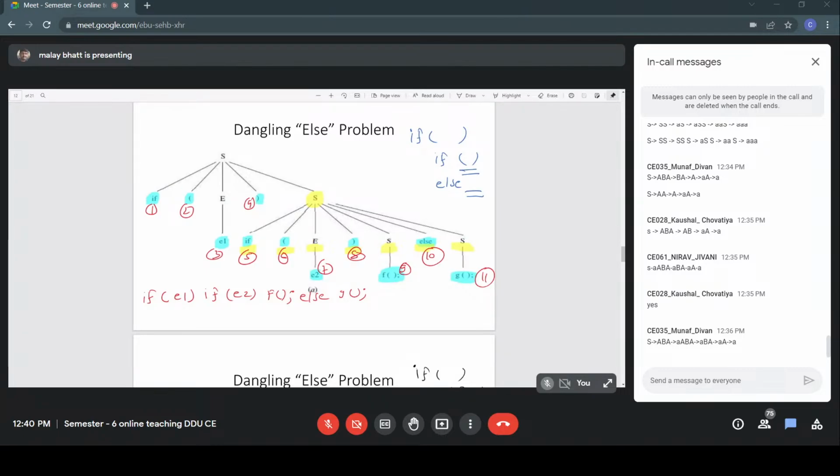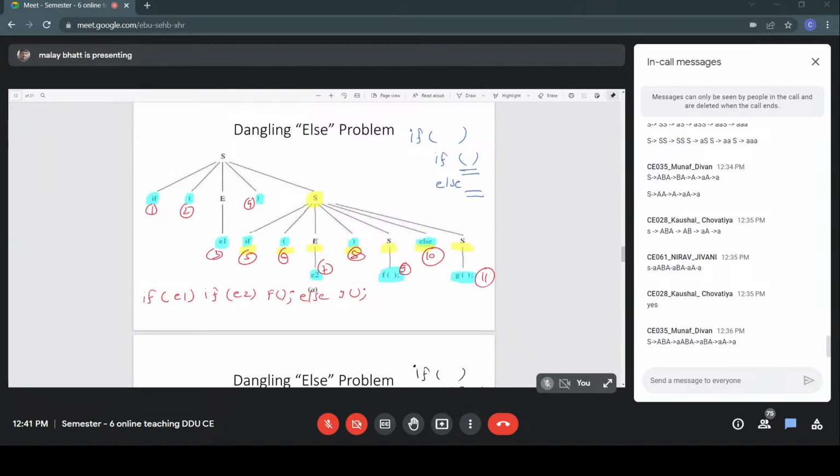So now, if you write down all this, then you will get this statement. If (E1), because we are writing only terminals, then again if (E2), then we have some function call for our understanding purpose. So we are writing here f, any dummy function. Then we have else, and we have another function call. So this is what we are getting as the statement.